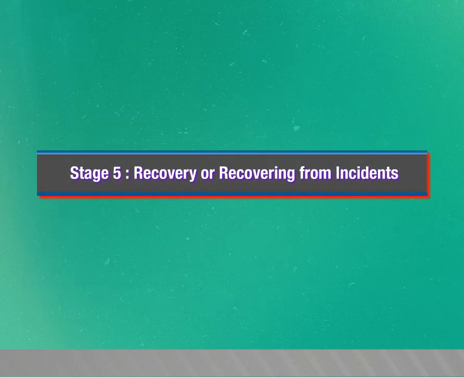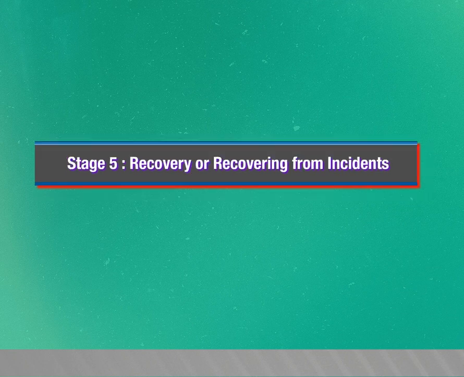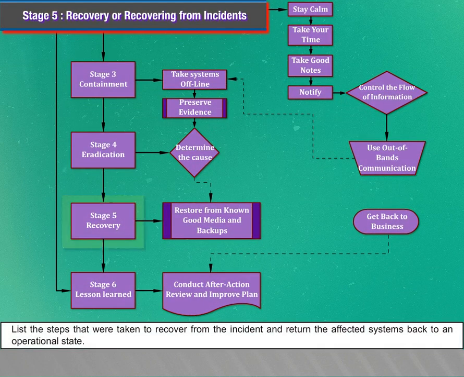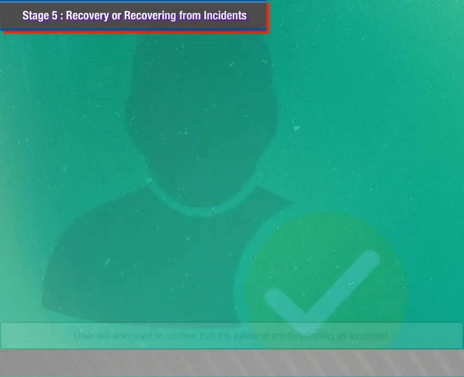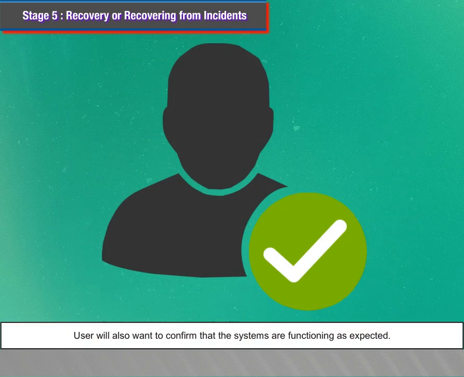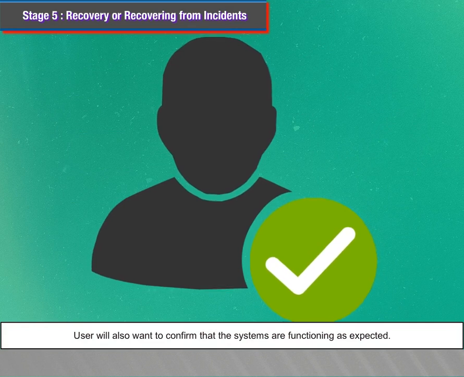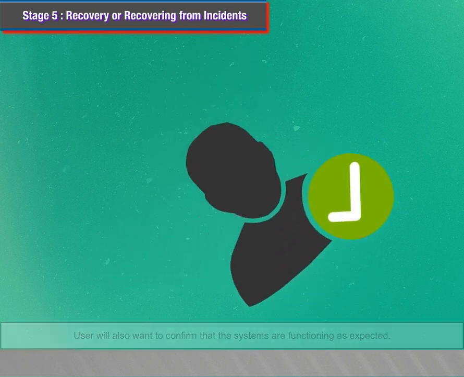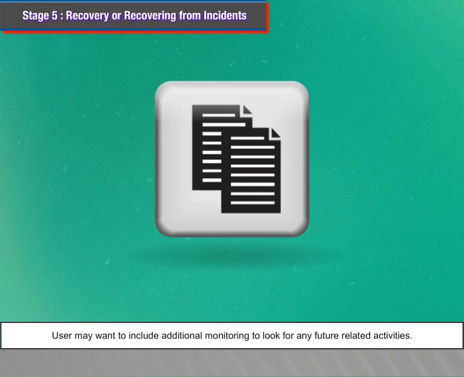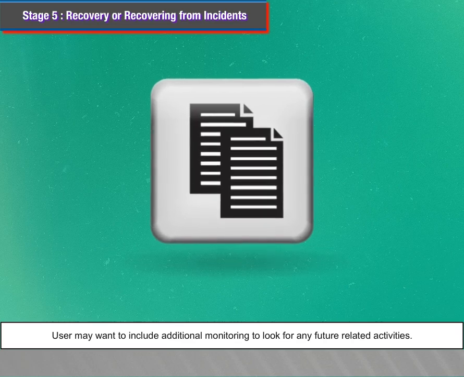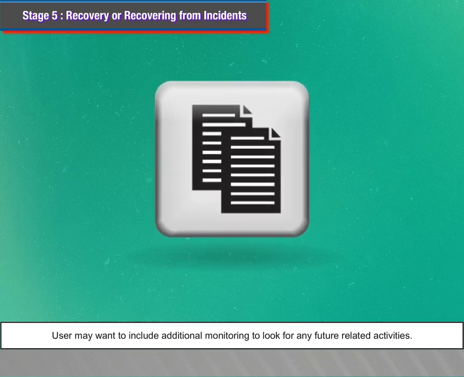Stage 5. Recovery, or recovering from incidents. List the steps that were taken to recover from the incident and return the affected systems back to an operational state. Users will also want to confirm that the systems are functioning as expected. Users may want to include additional monitoring to look for any future related activities.